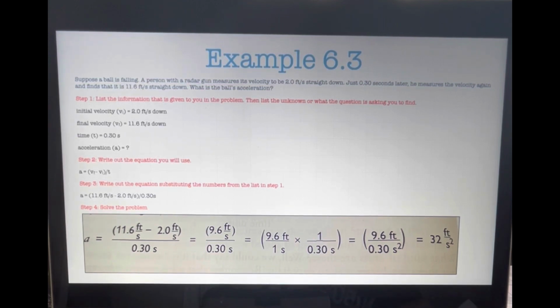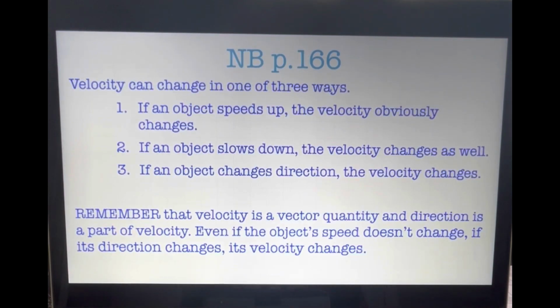The units on acceleration then are a distance unit divided by a time unit squared. Thus, units like feet per second squared, meters per second squared, or miles per hour squared, and kilometers per minute squared are all valid acceleration units. Did you notice that directional information was included in the answer to example 6.3? And that's because, like velocity, acceleration is a vector quantity. How do you attach directional information to acceleration?